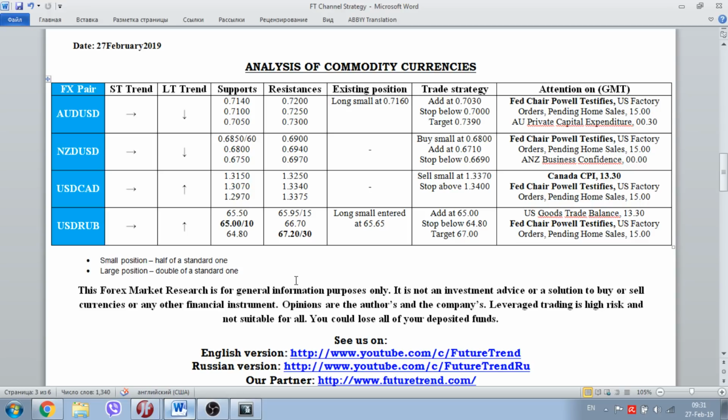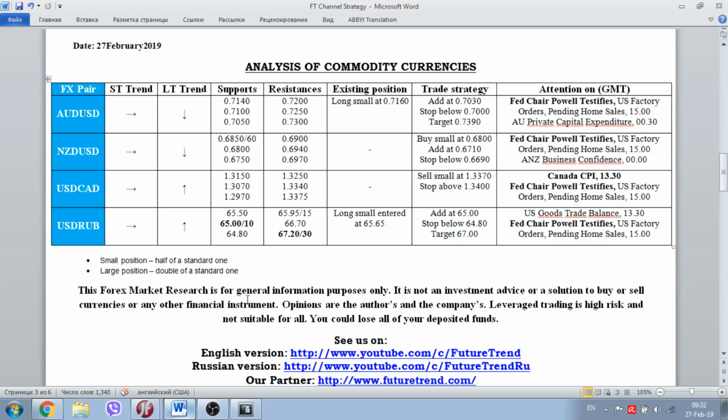As regarding the Canadian dollar, today we will receive some interesting economic news from Canada in the form of the Canadian Consumer Price Index, and of course it should impact the price of the Canadian dollar for sure.